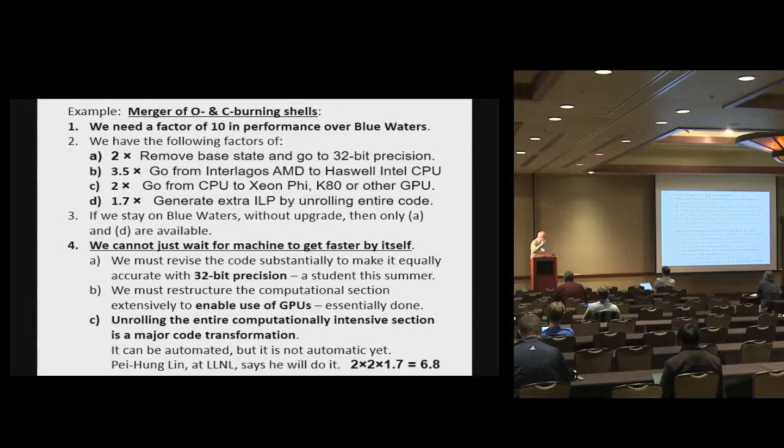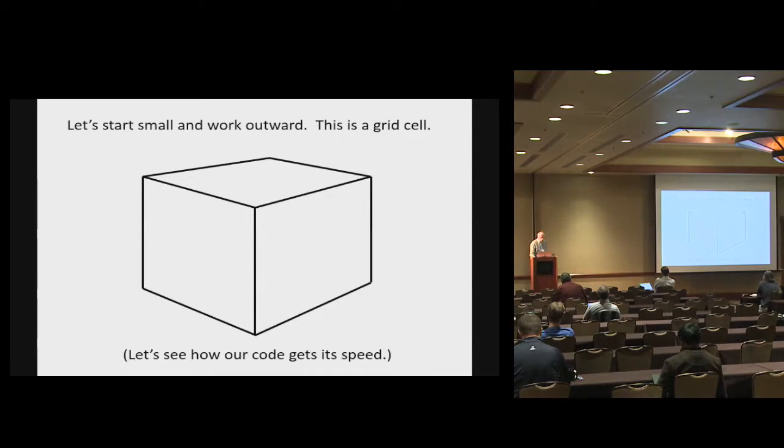And if you put the 2 and the 2 and the 1.7, well, it's not quite 10, but maybe we could compute in 5 days instead of 4. So we might be able to do it without their improving the machine, but it would certainly help if they improve the machine too. So I wanted to say what are the ways that we think we can get this speedup.